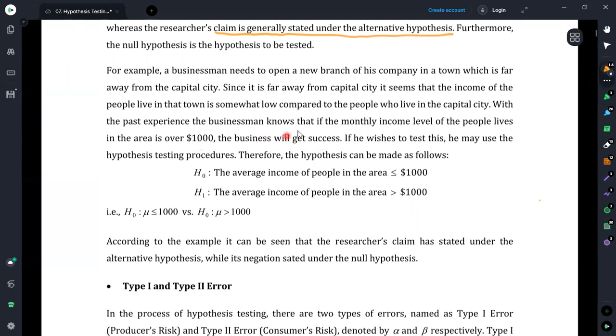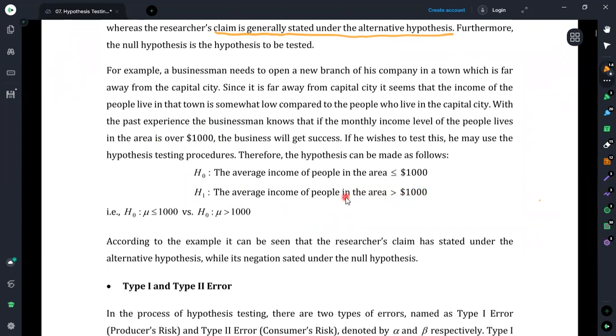According to past experience, he knows that if the average income is over $1,000, then the business will be a success. Therefore, he wishes to test this statement. Under H1, the alternative hypothesis, we can simply write: the average income of the people in the area is greater than $1,000. Therefore, this would be the alternative hypothesis.